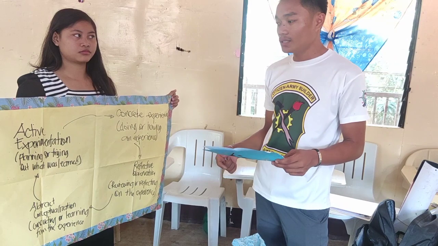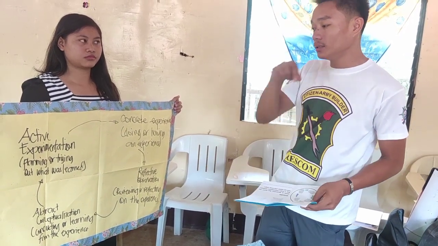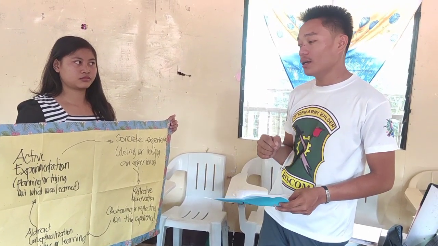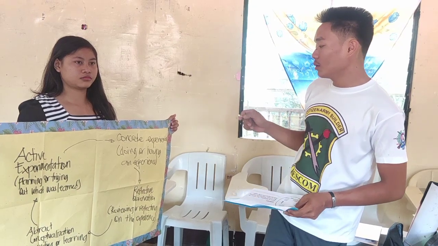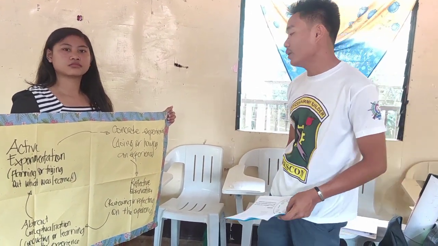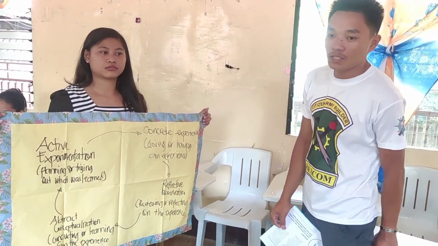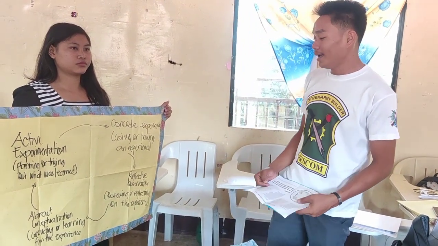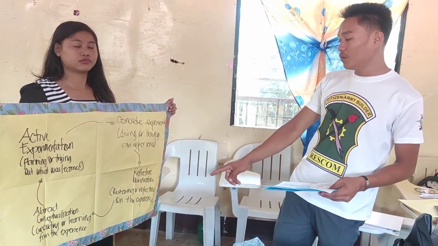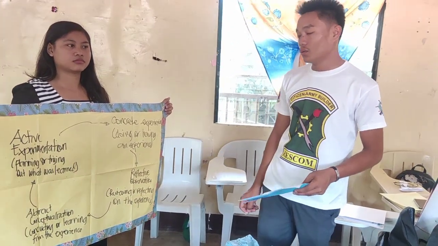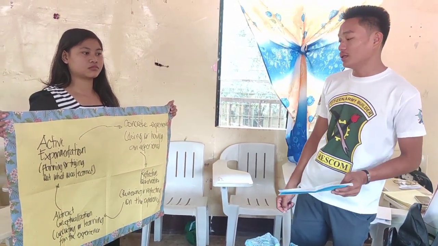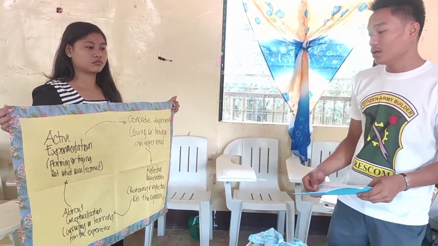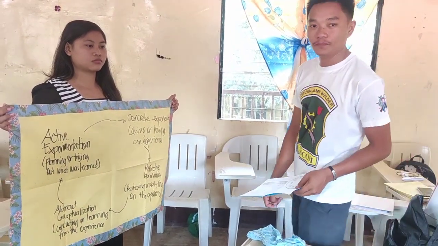Active experimentation is all about planning or trying out what was learned. Through experiment, we can observe what is really happening. The second one is concrete experience, which is doing or having an experience. As Mr. Pio Sernal said, learning by doing, so experience is the best teacher. And reflective observation is reviewing or reflecting on the experience. Through observation, we can gain knowledge that we can also use in our living. And lastly, abstract conceptualization, which is concluding or learning from the experience. And that's all. Okay, thank you.